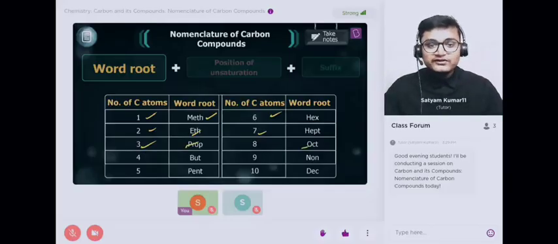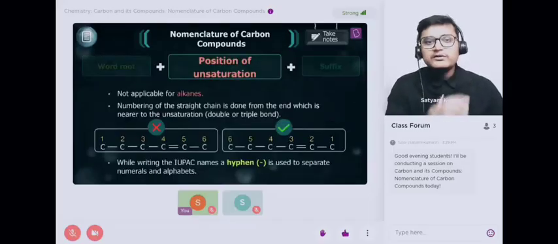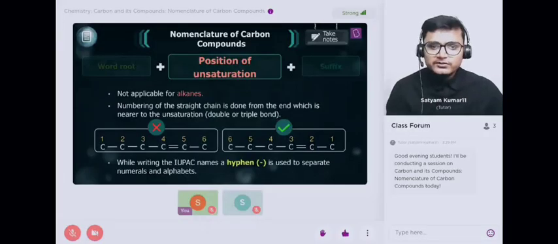So now let's talk about the position of the unsaturation. Now we have two examples. You tell me which is the correct numbering. The position of unsaturation is not applicable for alkanes, because in alkanes a carbon-carbon single bond is there. So there is no unsaturation, and we cannot see the position of unsaturation in the case of alkanes.